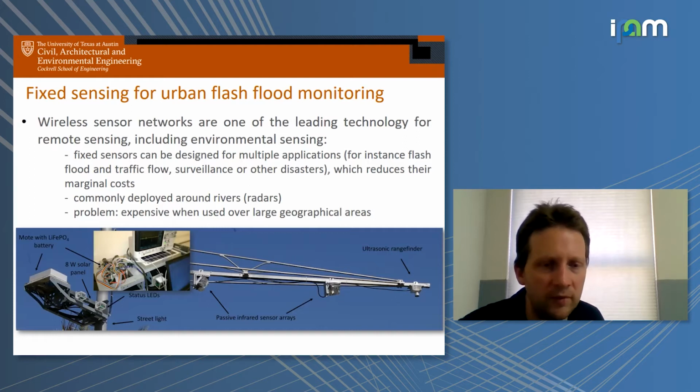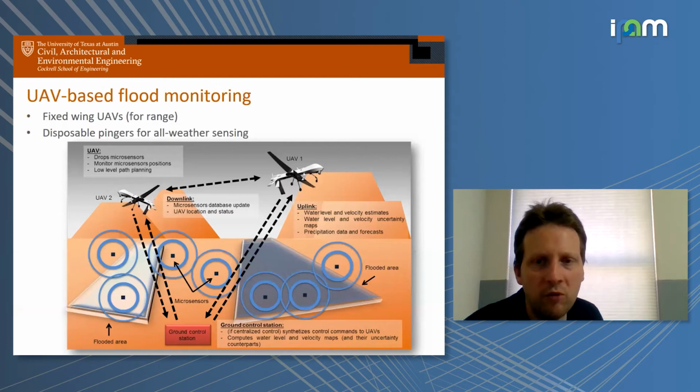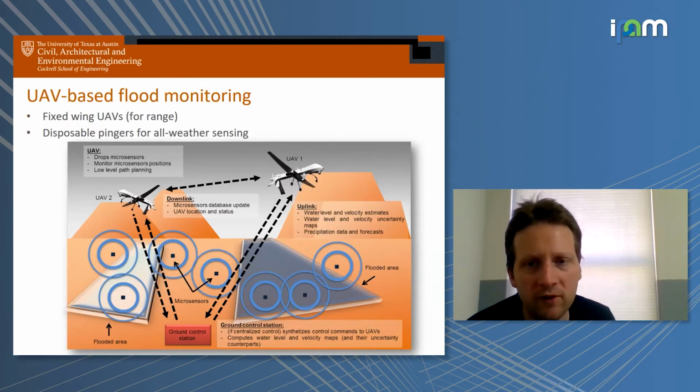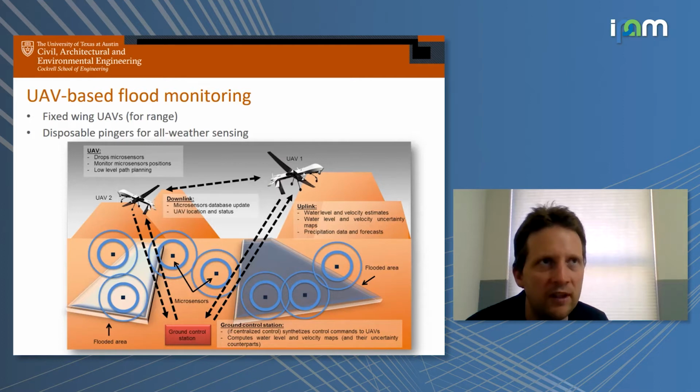But that's the main difficulty associated with fixed sensing. So you can go with mobile sensing, and for mobile sensing there is always the remote sensing that is based on satellites. So satellites are very commonly used for flooding, but they are not used for real-time monitoring. They are more used to estimate the a posteriori damage by taking, for example, some pictures.